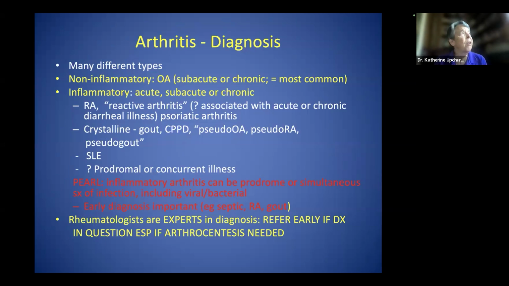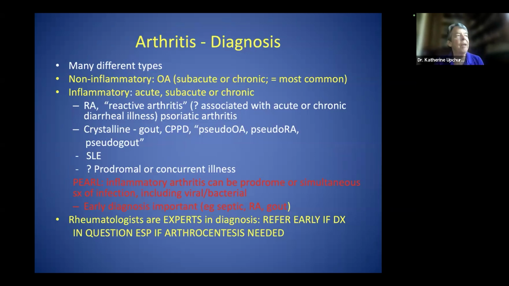And particularly arthritis with regard to viral syndrome may be a prodrome. Hepatitis B comes to mind. It's not uncommon when you see polyarticular inflammatory arthritis in someone who's at risk for hepatitis B, that's the first presenting symptom. So, as I mentioned in this pearl, inflammatory arthritis can be a prodrome or it can be a simultaneous symptom of infection, including viral and bacterial.